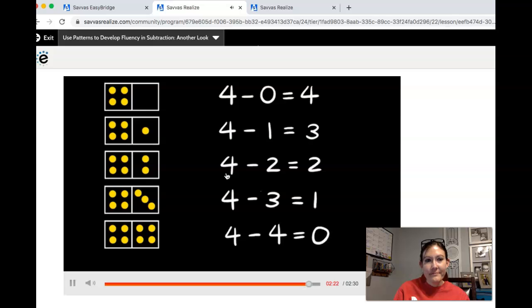Now it's your turn. Use the pattern to write all the subtraction equations that have the number 6 as the whole.